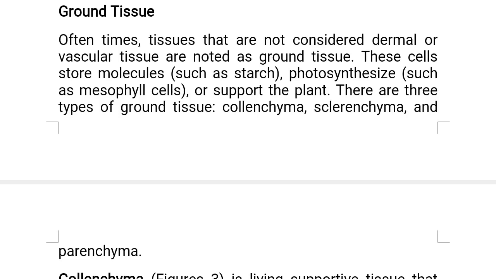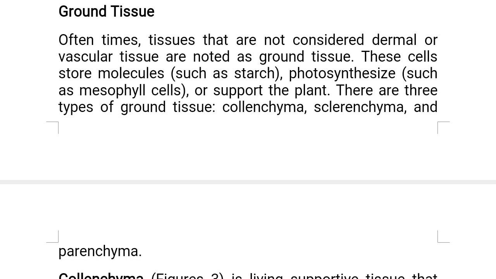So today we'll be looking at the ground tissue. The ground what? Tissue. Now, any tissue that is not considered dermal or vascular tissue is regarded as what? Ground tissue. The function of these tissues is to store starch molecules, to photosynthesize, and also to support the plants. Take note: the ground tissues are made up of three types.